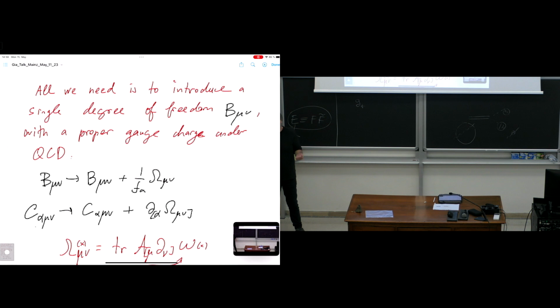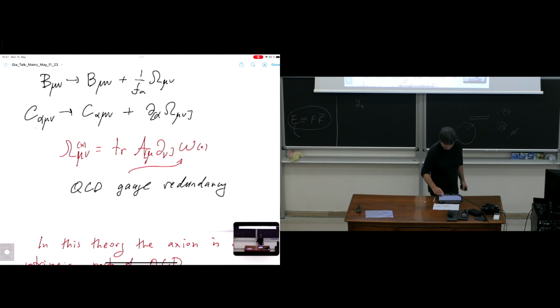Now, what you do, you postulate that there is one single degree of freedom in the low energy theory, okay? But introduced in the form of an anti-symmetric two form, the so-called Kalb-Ramond type field, which has a corresponding gauge charge, okay? So you simply give a gauge content of the theory, that's it, that's all. You don't need to do anything else. You can just sit and watch, and the theory is doing its job, okay? Because everything is controlled by the gauge redundancy.